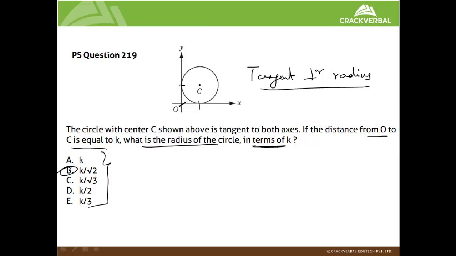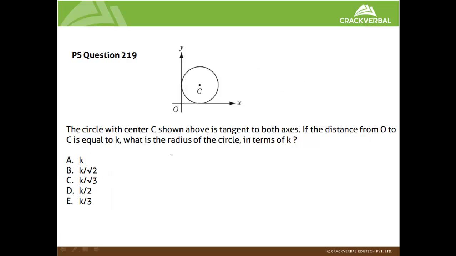Okay, here straight away you can eliminate the answer choice A, right? A cannot be the radius of the circle, I mean K cannot be the radius of the circle. Radius of the circle should be something lesser than K, in fact, right? So eliminate all the other answer choices here. Answer has to be here B.